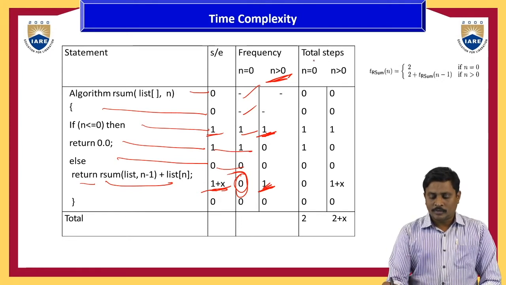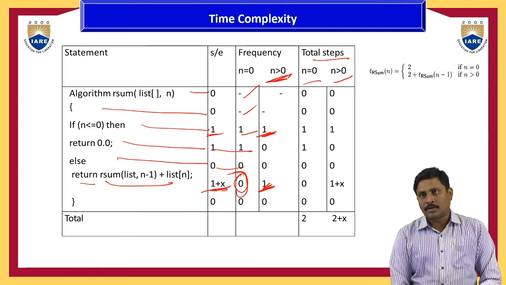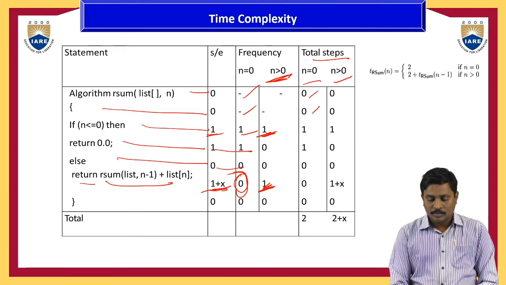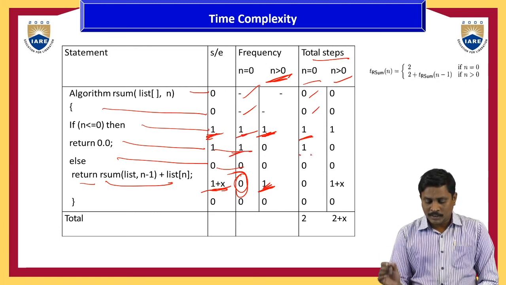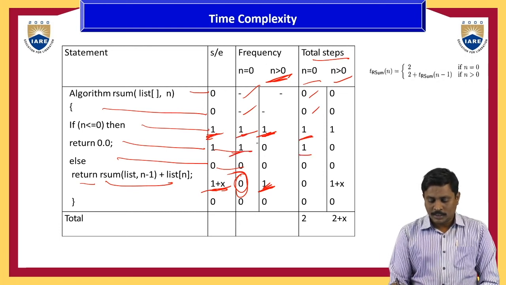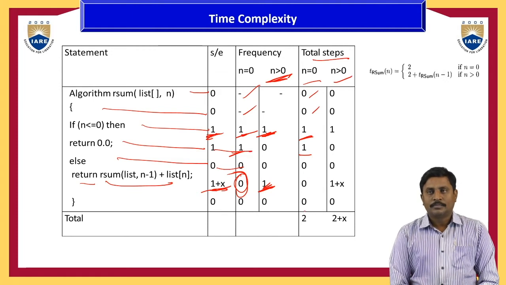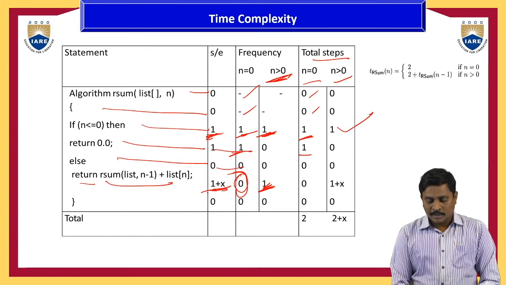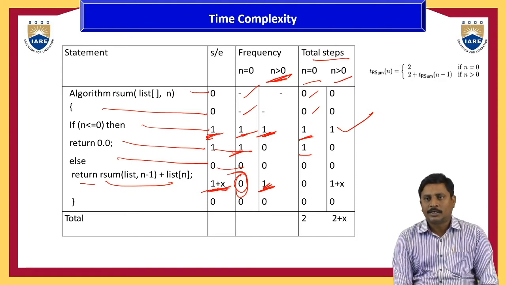Now here we write total steps. If n is greater than or equal to 0 and n greater than 0, n equal to 0 means here 1, 1 into 1, 1. Next, these values are zeros. If n is greater than 0, so if n is less than or equal to 0, that value is executed, so that value is 1. Then return the sum of list of n minus 1 plus list of n, that value is executed. So 1 plus x into 1 value is 1 plus x.